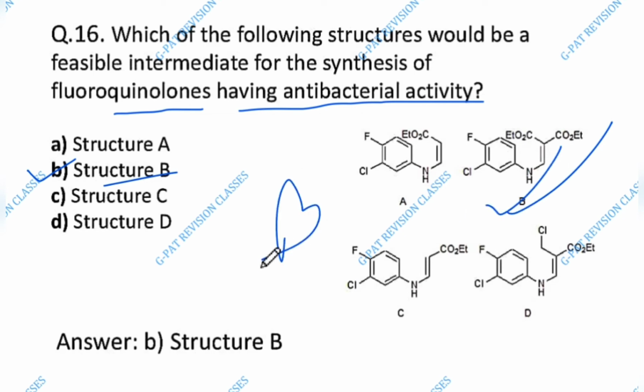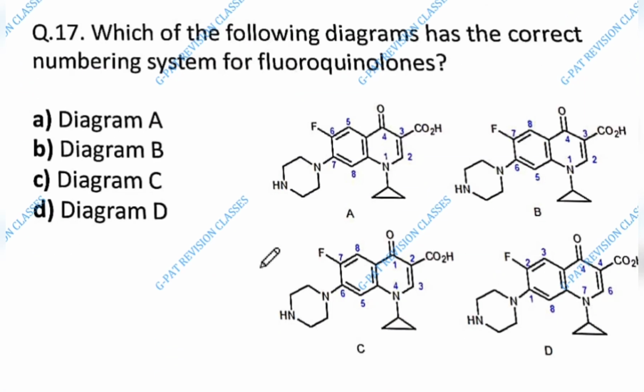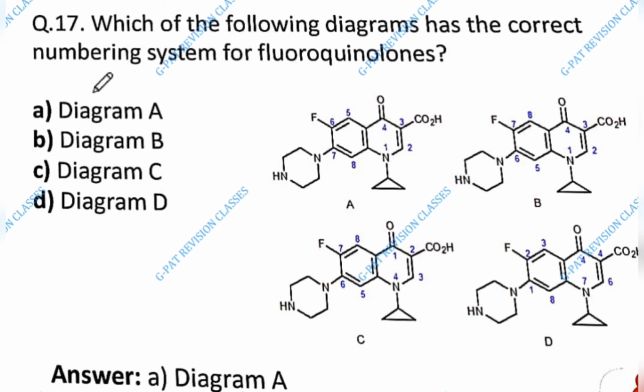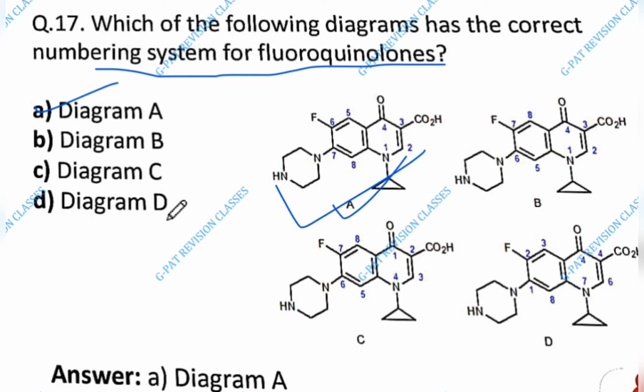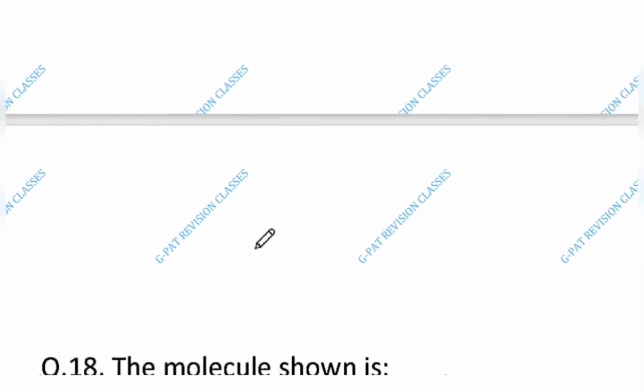Next is question number 17. Which of the following diagrams has the correct numbering system of fluoroquinolones? The answer is A, diagram A, the correct numbering of the fluoroquinolone system.